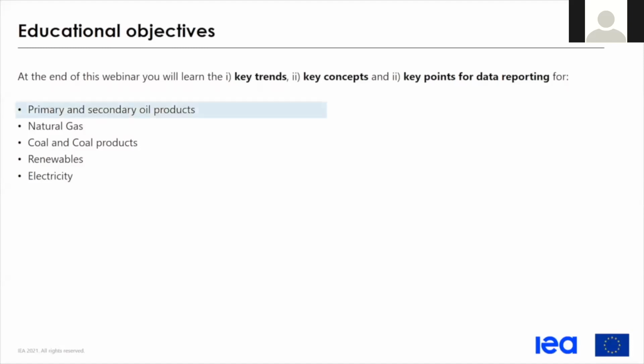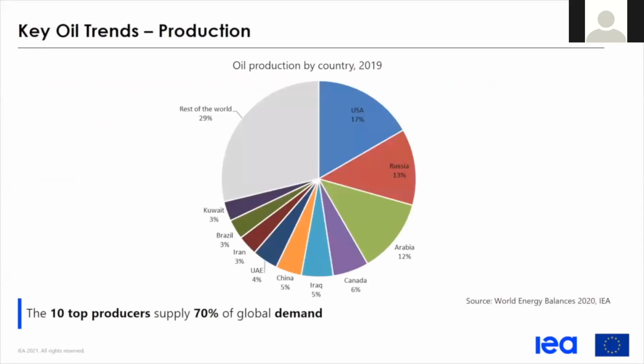So let's start by discussing some primary and secondary oil products energy statistics. First of all, let's have a look at the crude oil production by countries. This production is dominated by 10 major producers who represent more than 70% of the global demand. And among those 10, we have 3 key actors that represent a third of this demand. So an energy landscape that is far from equally distributed around the globe.